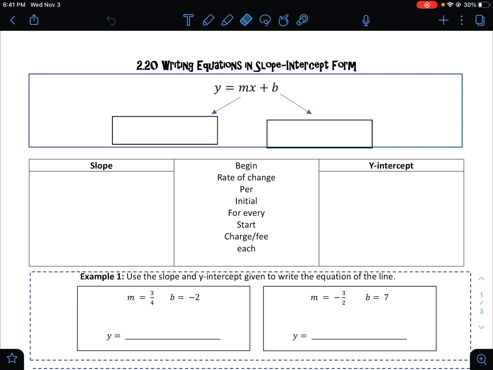So refreshing our minds on slope-intercept form, it's y equals mx plus b, where m is our slope, b is our y-intercept.